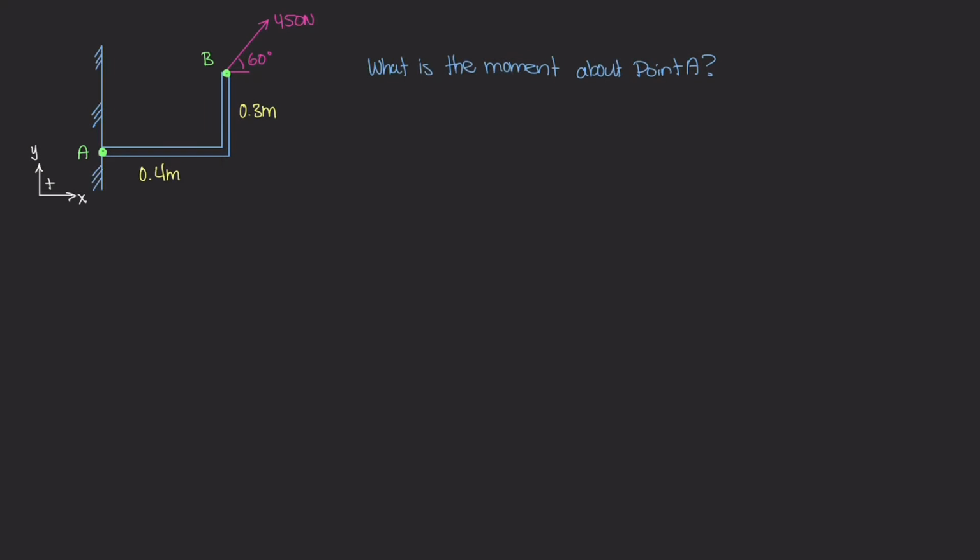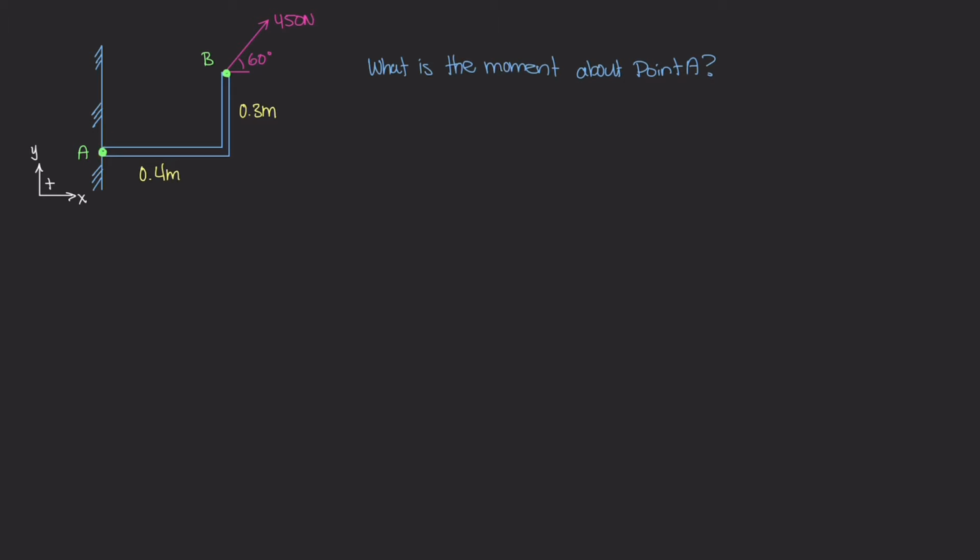Okay, welcome to another moment example. This example is going to be a two-dimensional example where we have this bracket, this rigid body, this metal bracket that's attached to this wall at point A. And we can assume that there's a rigid connection here. So it's maybe welded or just bolted to the wall here.